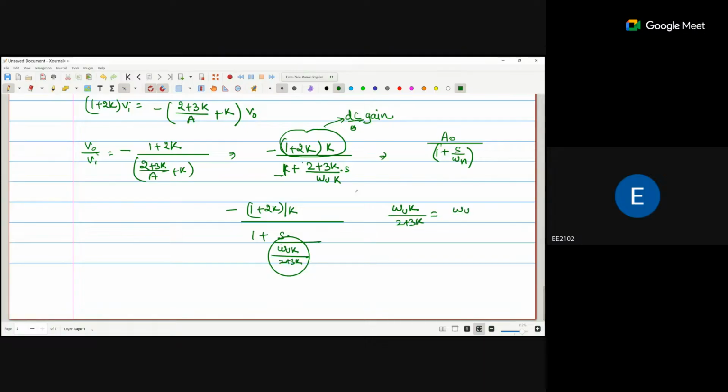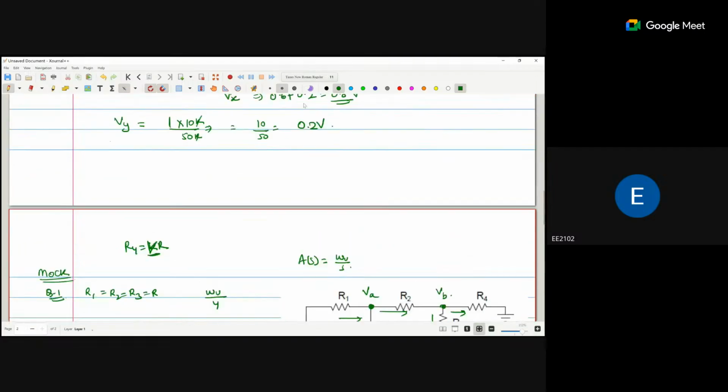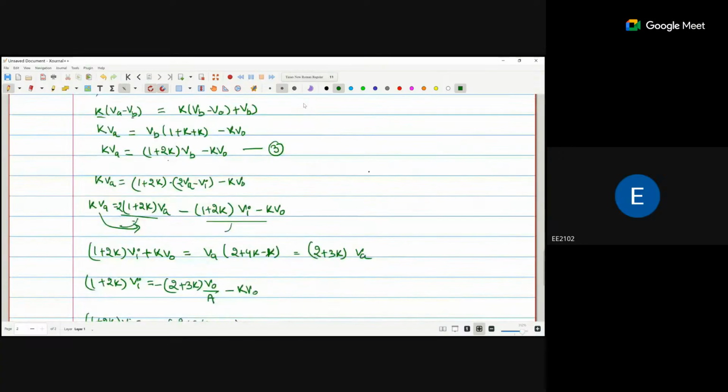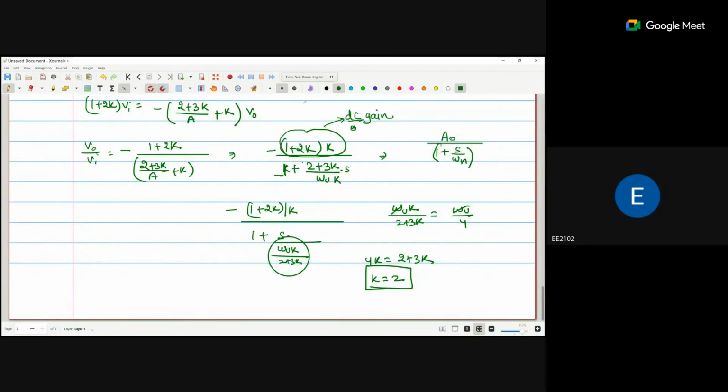That is given as omega u by 4. So omega u and omega u cancel out. So if I solve, 4K is equal to 2 plus 3K. So K is equal to 2. Okay, so if I put R4 equal to 2R, we are getting the bandwidth omega, that is omega u by 4. Okay, so this is your first question.